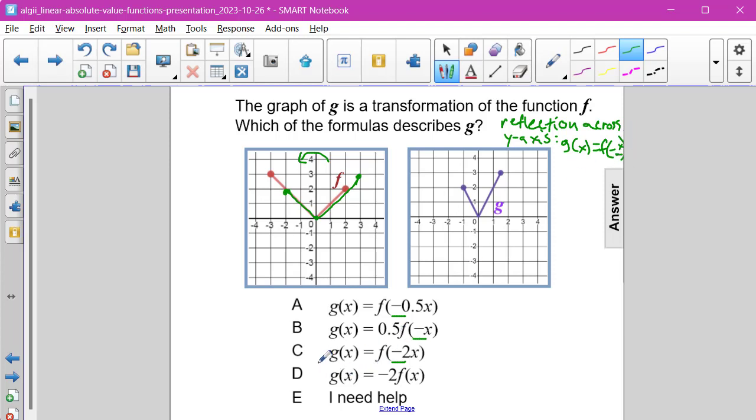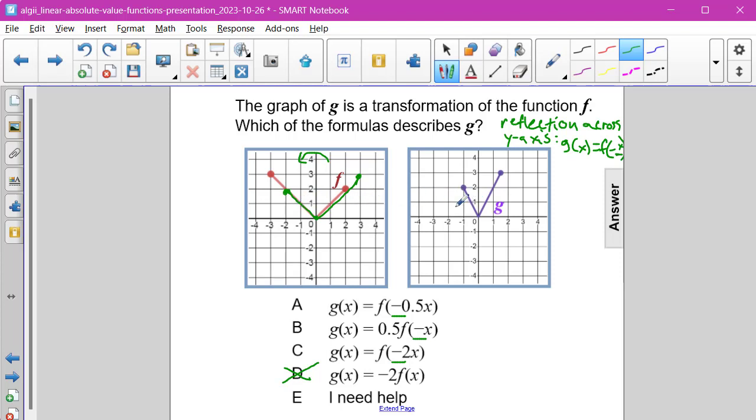Okay? Therefore, we can cross out choice D. Choice D represents a reflection across the x-axis and a vertical stretch by a factor of 2. So it's definitely not D. It's not made longer.